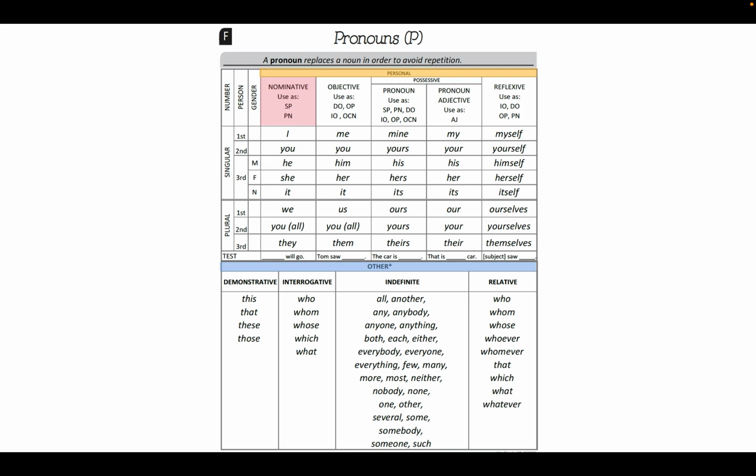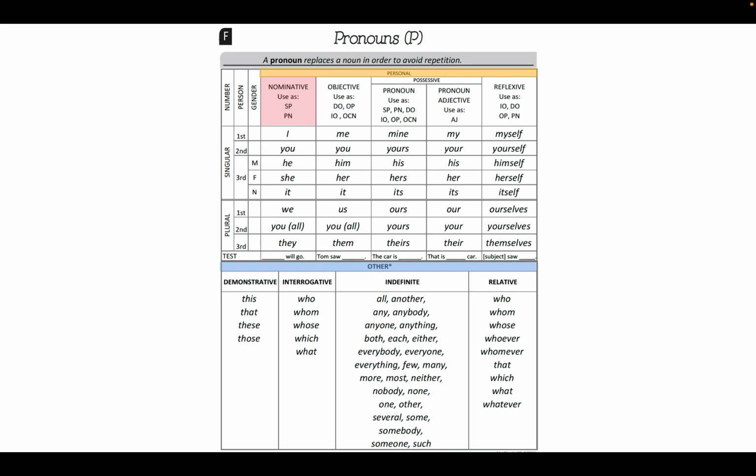Okay, so we'll read through those, and here's a little chant to help us remember. Nominative pronouns, nominative pronouns. I, you, he, she, it, we, you, they.